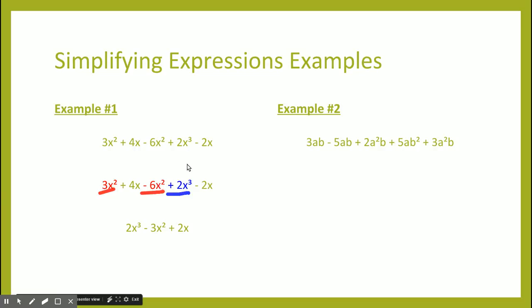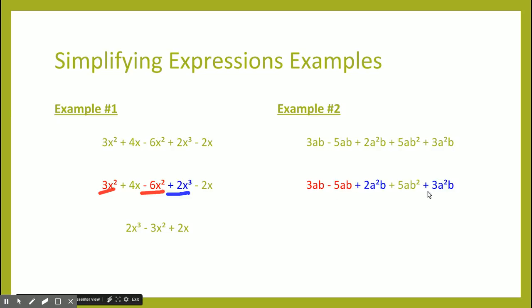Alright, now let's look at an even more complicated one. This time, we've got terms that have a and b in them, but then some of the a's have a squared, and some of the b's have b squared. So again, they're like terms basically based upon their variables being identical. So for instance, these ab's match up, so those are like terms.